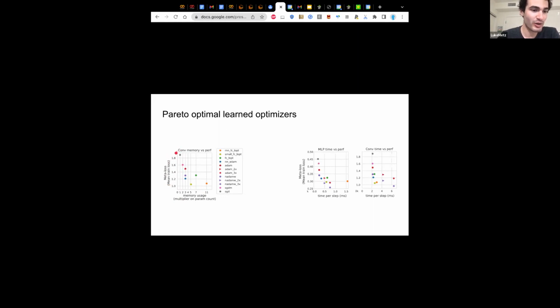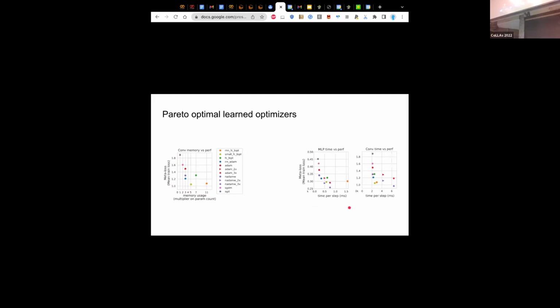In this upper left-hand quadrant, we can see hand-designed optimizers. These things use low amounts of memory, but are relatively poor performing in terms of optimization performance. On the far bottom right, we see prior work in learned optimizers, which uses a lot of memory and works quite well, but it's not where you want to be on this trade-off. You really want to be in the bottom left. And this yellow dot is the optimizer that we propose in this work.